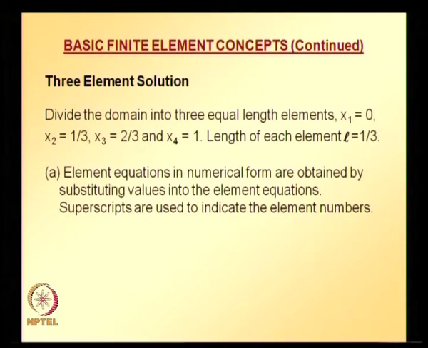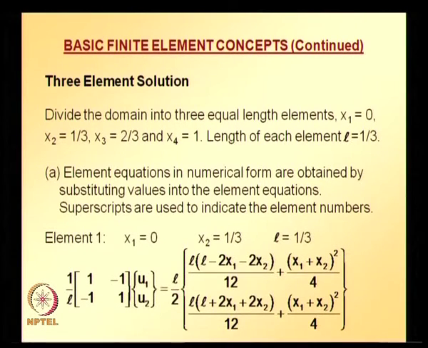That is, you derived element equations with boundary condition and without boundary condition. So, depending on the element location, you can select one of these equation systems and plug in the values of the nodal coordinates and length of the element, and then you can get the elemental equation for element 1, 2, 3. Superscripts are used to indicate the element numbers.